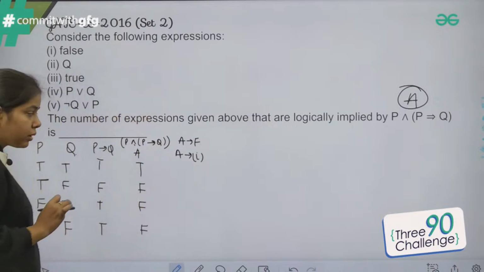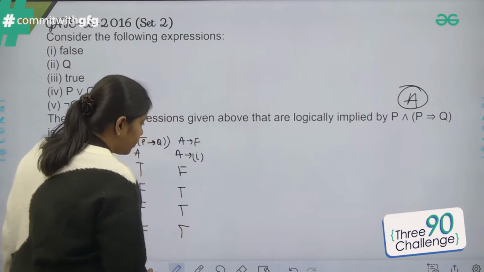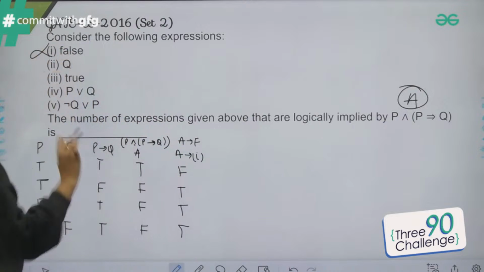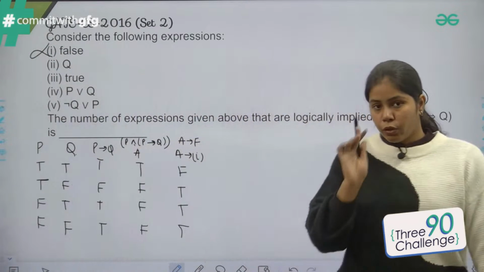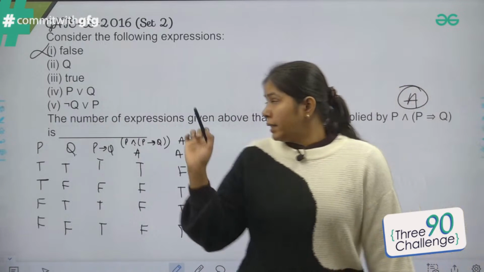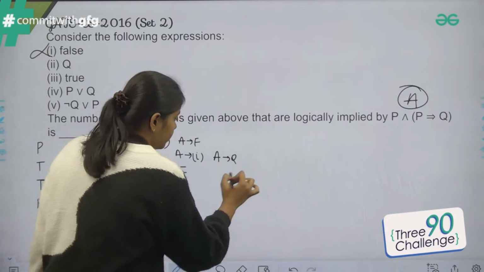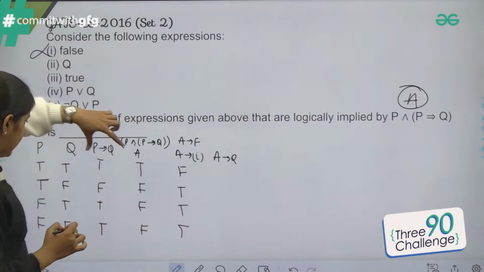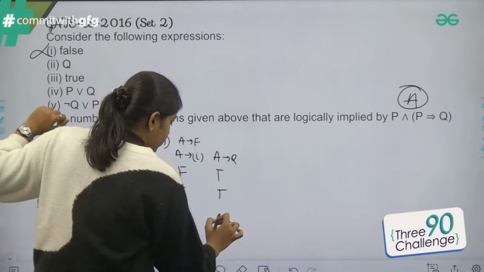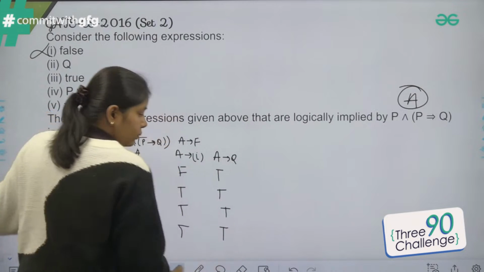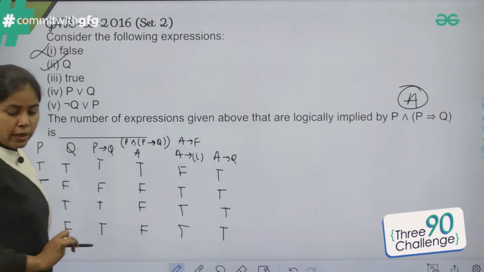So true implication false is false. This would give me true, true, true. So that means this is not logically implied, because I am getting false in one of the positions. Then I'll check for Q. A implication Q. A is this, Q is this. True implication true is true, false implication false is true, true, true. So this is logically implied because we are getting all true values.